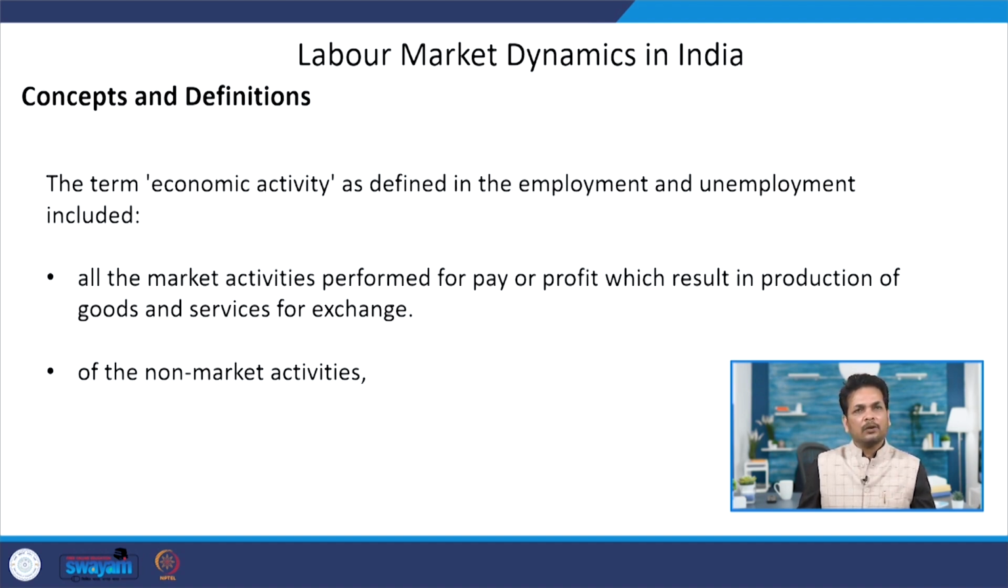It includes all the market activities performed for pay or profit, which result in the production of goods and services for exchange, and non-market activities. There are certain non-market activities. When we talk about non-market activities, these relate to agriculture, forestry, fishing, mining and quarrying, industry divisions from the NIC, National Industrial Classification. These activities result in the production of primary goods for own consumption. It also includes free collection of crops, forestry, firewood, hunting, fishing, mining. All the activities under these categories for own consumption are non-market activities.